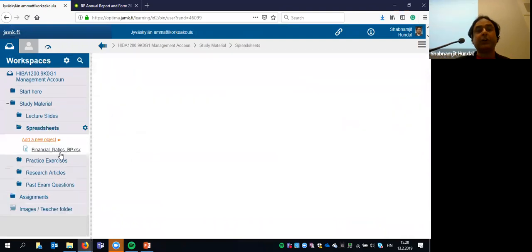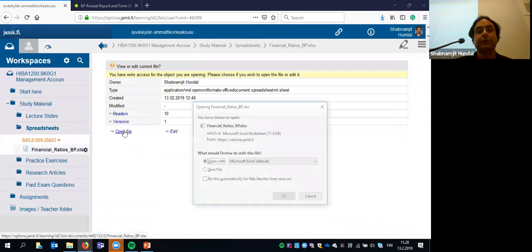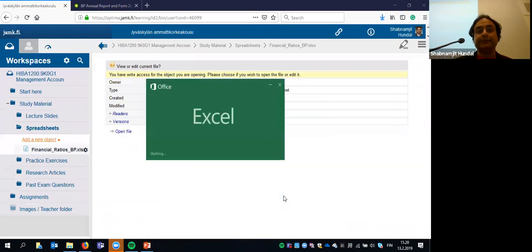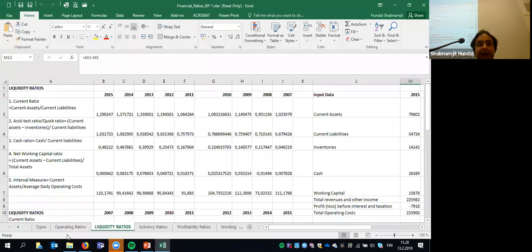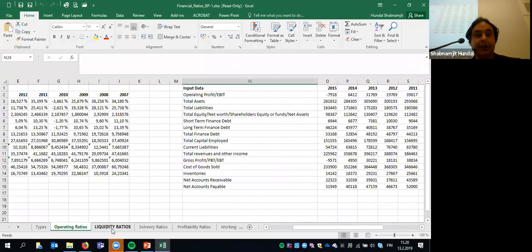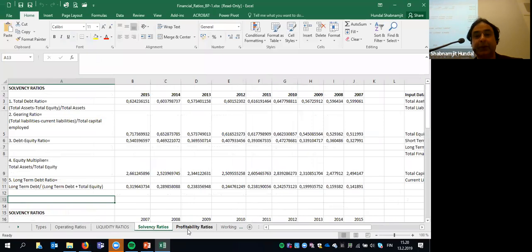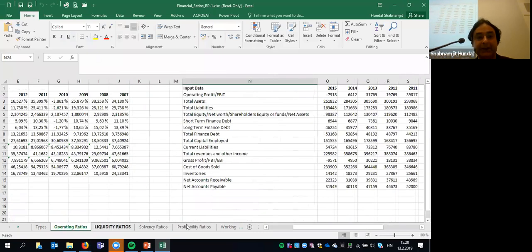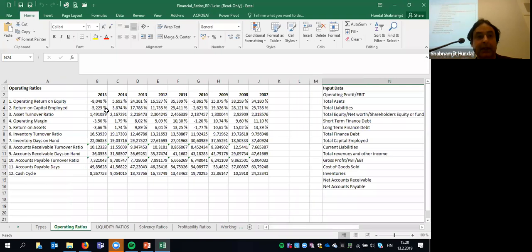I have calculated all the ratios which you are supposed to do in the BP example. You can see that I have the operating ratios, liquidity ratios, solvency ratios, and the profitability ratios. And you can see here that the company's operating ratios are changing over time. So I have got these templates for you. You are supposed to do these things by yourself. It's so easy, believe me, and you will fall in love when you start doing it.